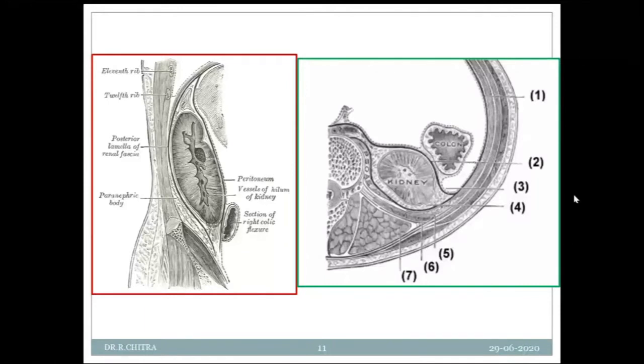This anterior layer and posterior layer, both layers are fused at the lateral border of the kidney and are continuous with the fascia transversalis. If you see medially, the anterior layer covers the front of the kidney and is continuous with the layer of the opposite side in front of the aorta and the inferior vena cava. If you see the posterior layer, it covers the back of the kidney and blends with the psoas fascia. So this is the psoas muscle it is resting on. So it is blending with the psoas fascia.